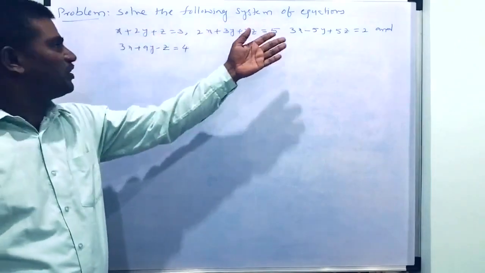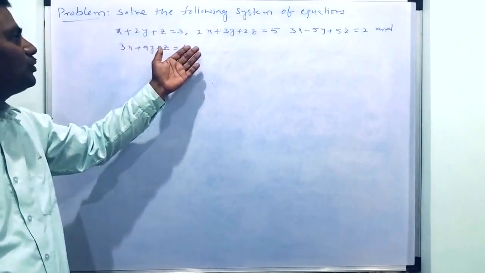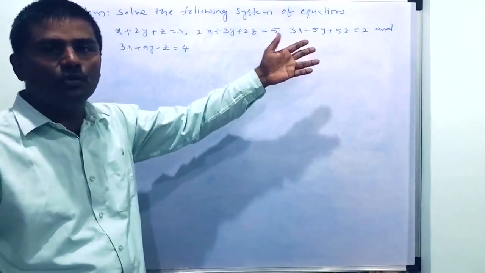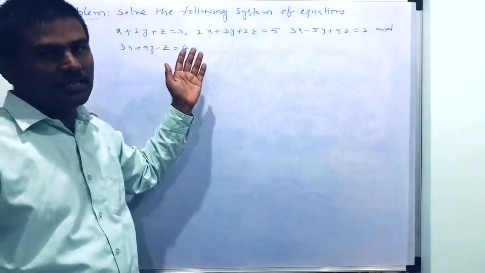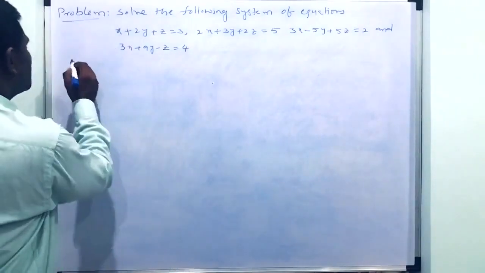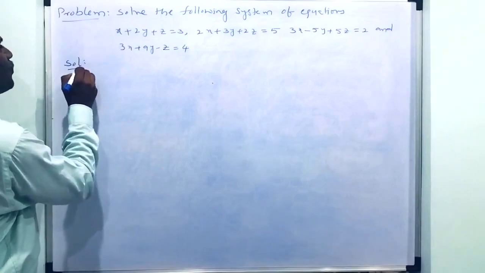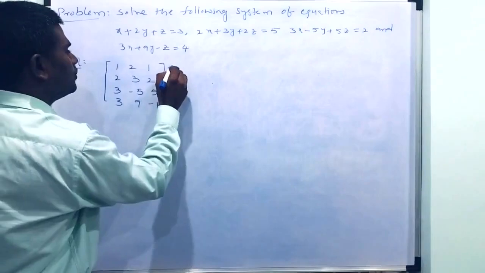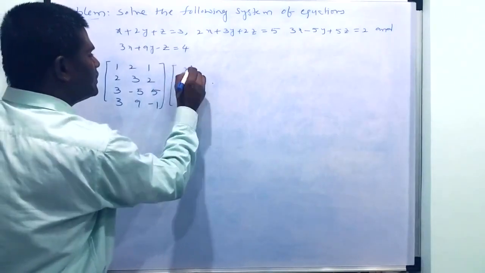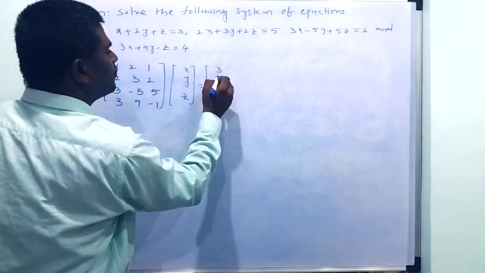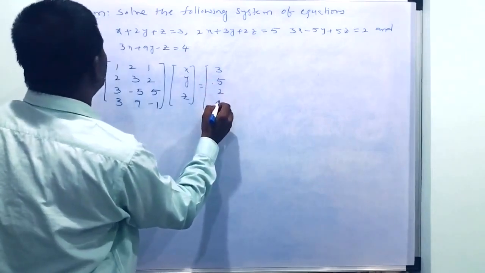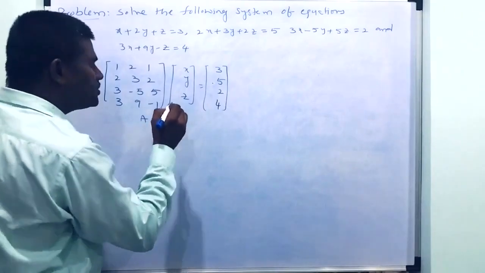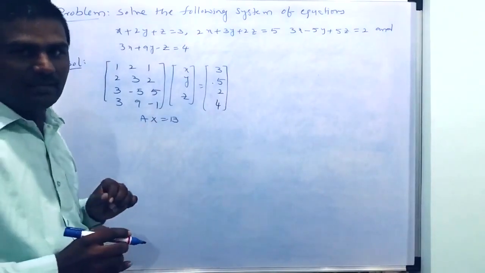Solve the following system of equations: x + 2y + z = 3, 2x + 3y + 2z = 5, 3x - 5y + 5z = 2 and 3x + 9y - z = 4. Coming to the solution, I am directly writing the matrix form of the given system of equations, which is A into (x, y, z) equal to (3, 5, 2, 4). Let us say this is Ax = b, which is a non-homogeneous system of linear equations.